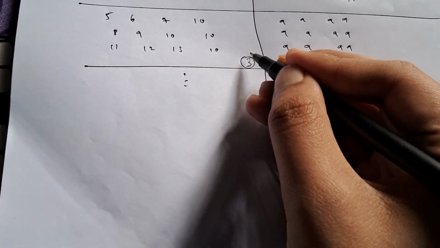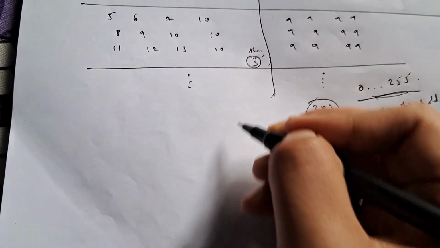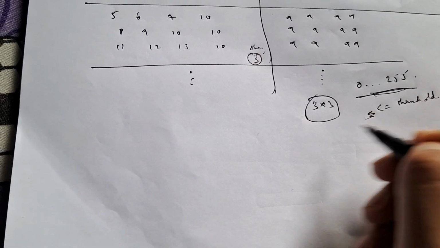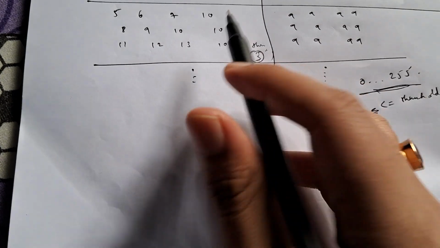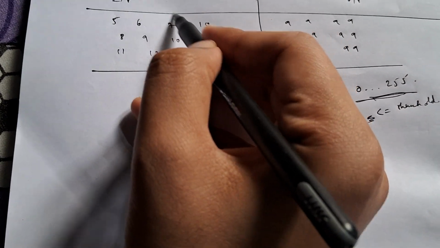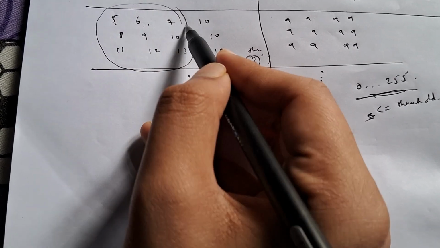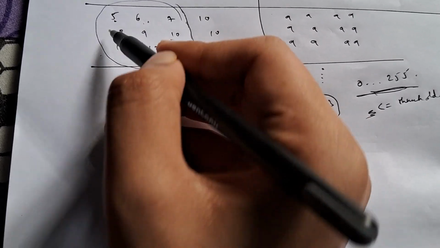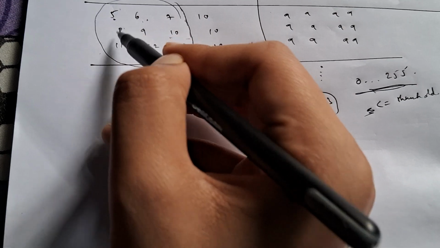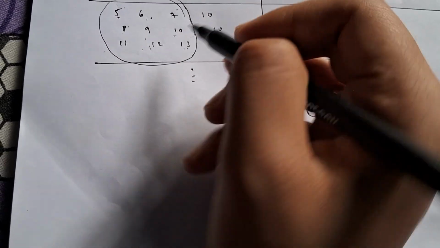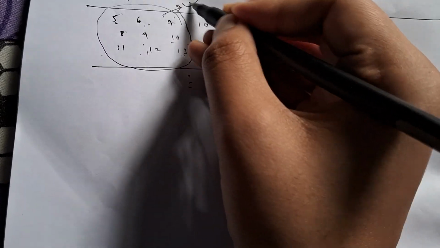The threshold is something which has been given. Over here it was 3. Now for this case, if we check this 3 into 3 grid, the difference between 5 and 6 is 1, 6 and 7 is 1, all are 1. And if we check for these, it is 3, 3, 3, 3, 3, 3. So basically this is a valid grid.